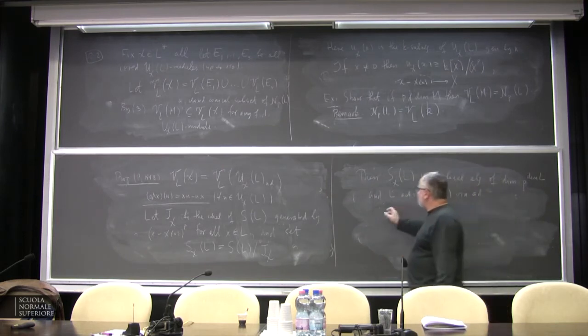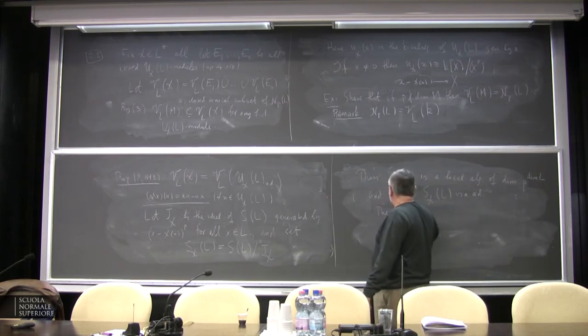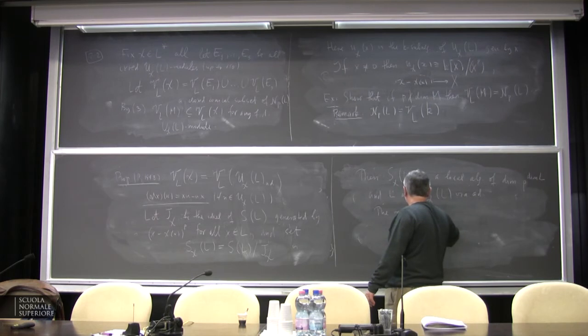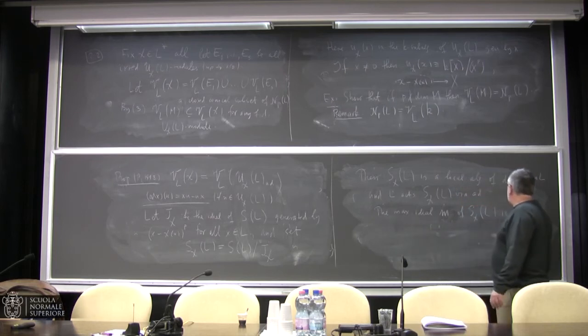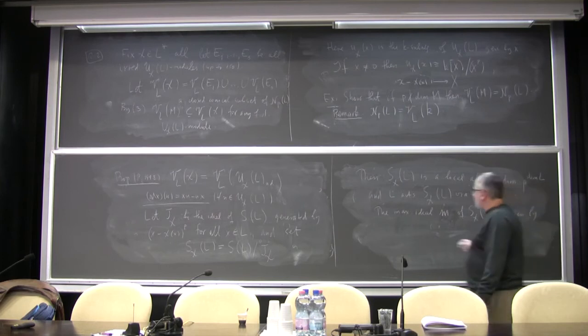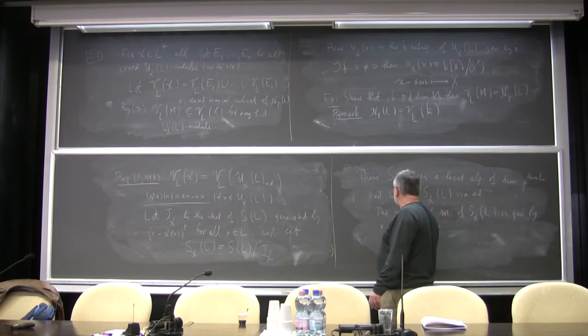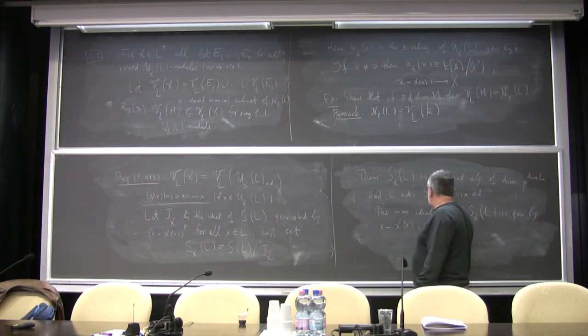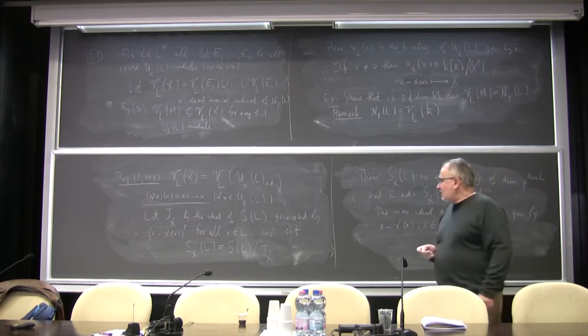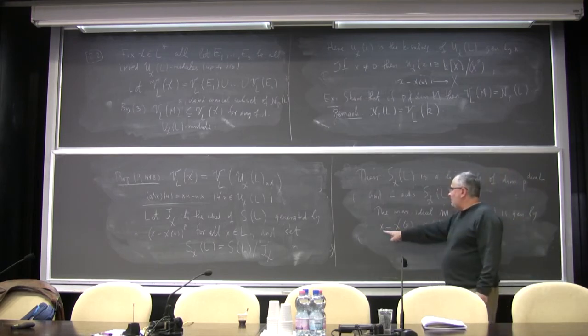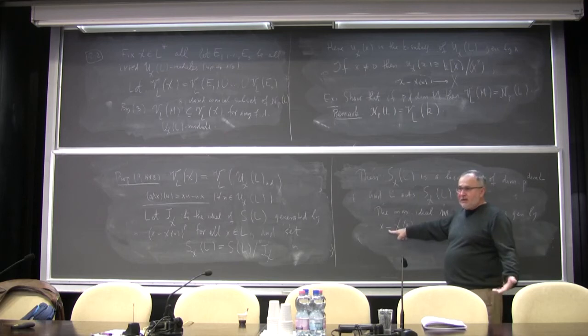So the maximal ideal, let's call it M, of S_χ(L) is generated by all elements x minus φ(x), for x in this. Is it clear why it is local? Yes, because this ideal has codimension 1 and all these elements, when you raise them to the power of p, vanish. Yeah.